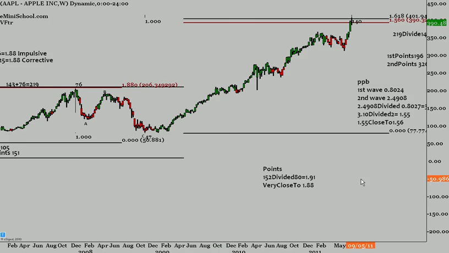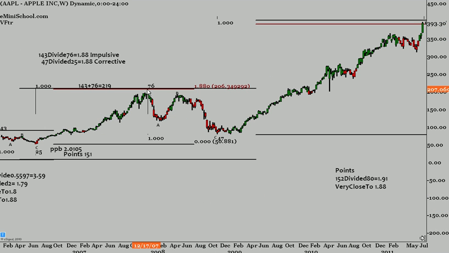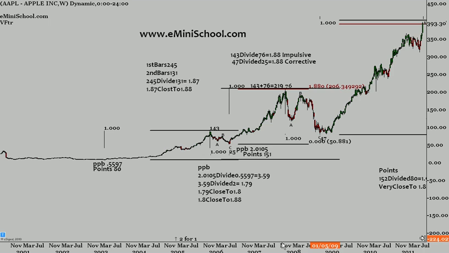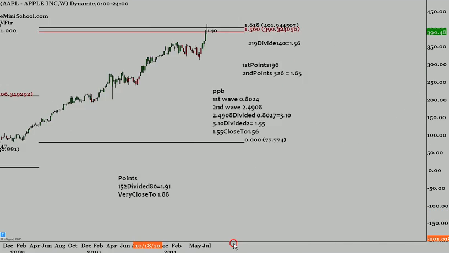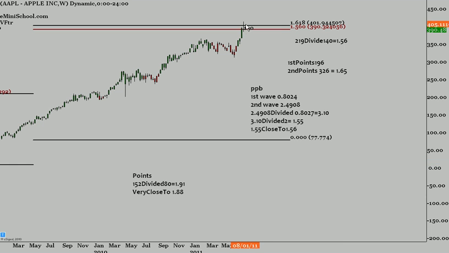So what does that mean? It means off of this high, we have this ABC to correct the whole entire wave. At this point, there are two levels to watch on Apple. First, if we close the doji on the weekly this week at these levels, and we take out the low of this week, that would be the trigger.